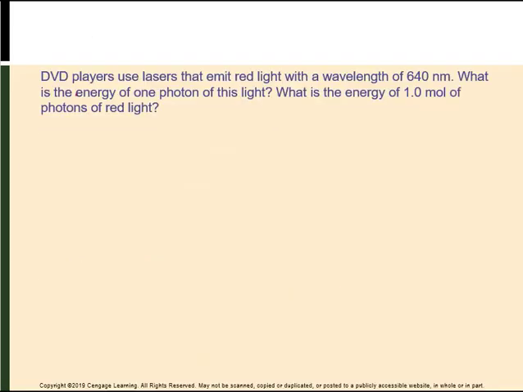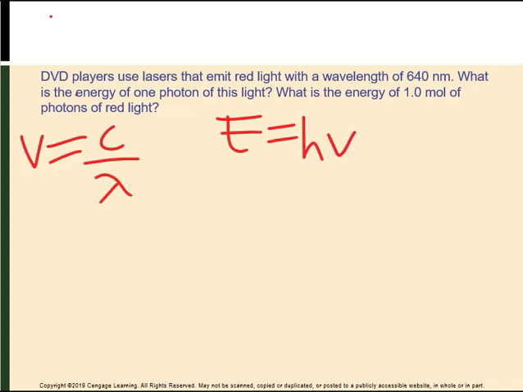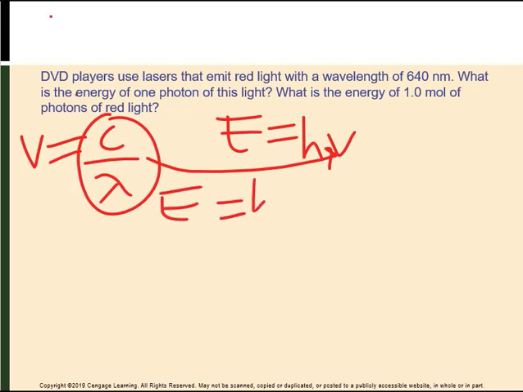Let's look at another problem. DVD players use lasers that emit red light with a wavelength of 640 nanometers. What is the energy of one photon of this light? So remember that v is equal to the speed of light over wavelength, and we know that E is equal to hv. So I'm going to take what v equals and plug it into that v. So E is equal to h times c over wavelength.